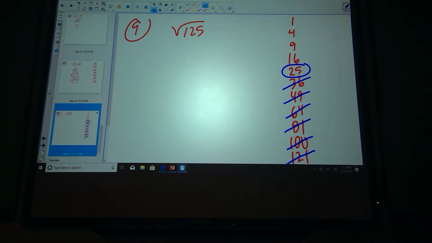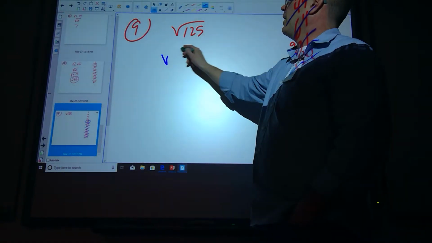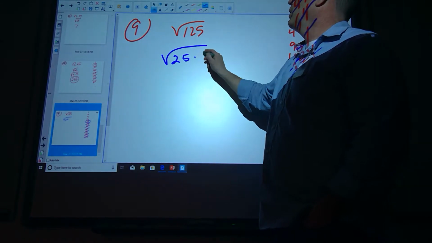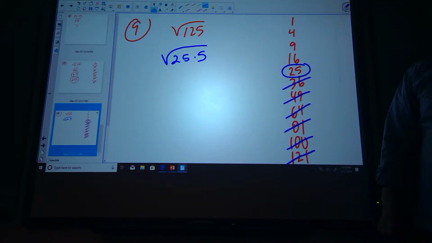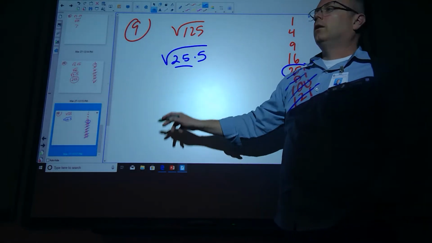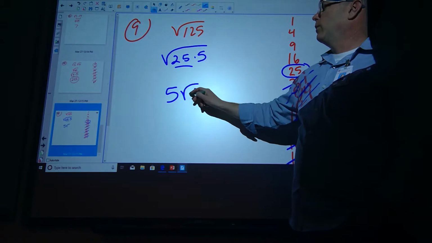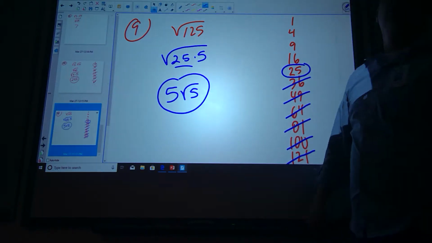25 times what? 5. Yeah. 25 times 5 is 125. What's the perfect square up there? 25. So square root of 25 is? 5. And then I'm left with a root 5. Done.